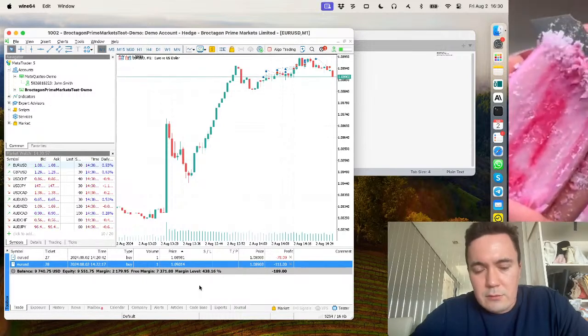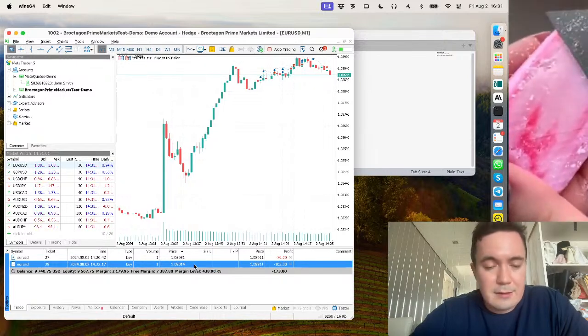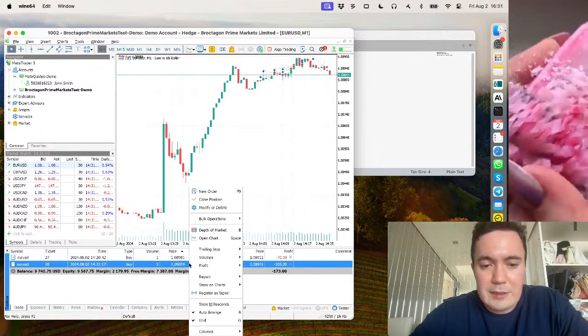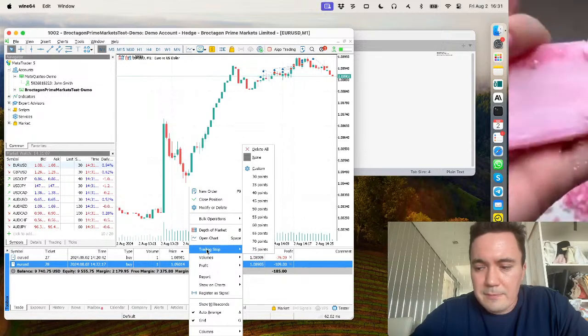And also, the last third thing I wanted to talk about is a trailing stop. We have this option of trailing stop.